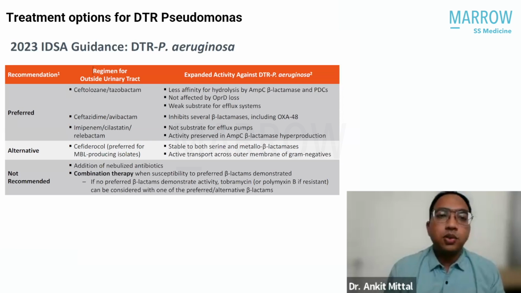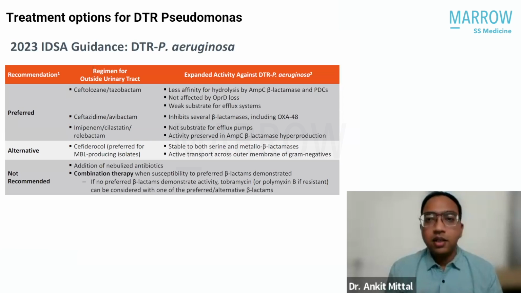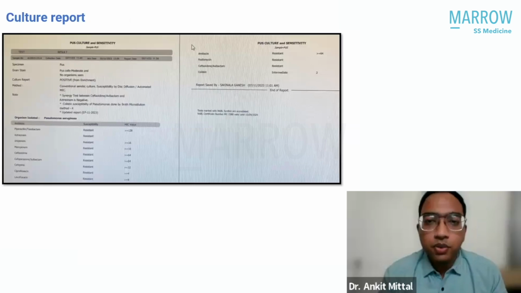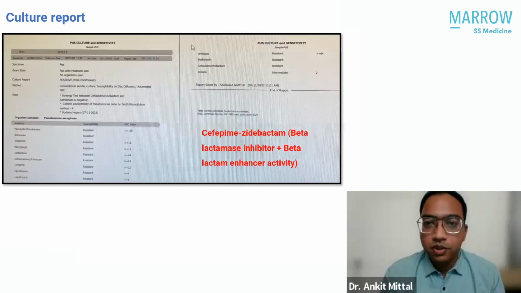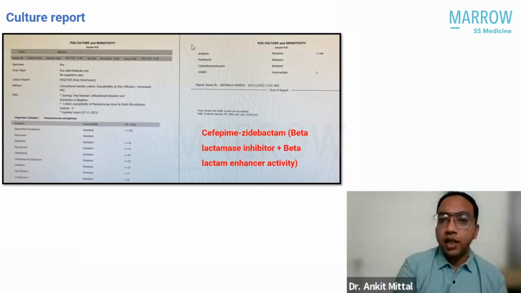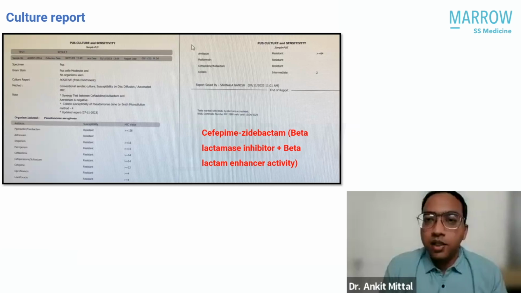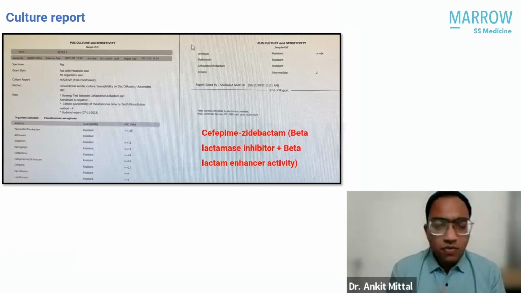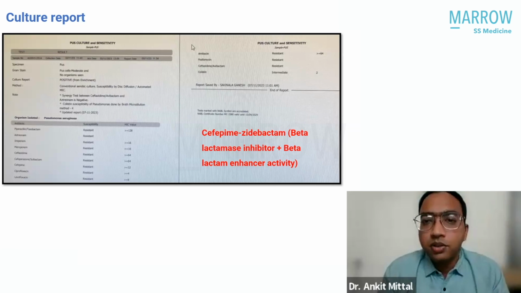What could have been done? Then, we contacted a pharmaceutical company which is developing a new molecule called cefepime zidebactam. We were able to procure cefepime zidebactam for this patient. Zidebactam is not only a beta-lactamase inhibitor, but it is also a beta-lactam enhancer. So in addition to inhibiting the beta-lactamase activity, it also helps the beta-lactam, which is cefepime, to have better activity. And fortunately, the isolate was sensitive to cefepime zidebactam, and the patient has shown a very good response so far with this treatment.